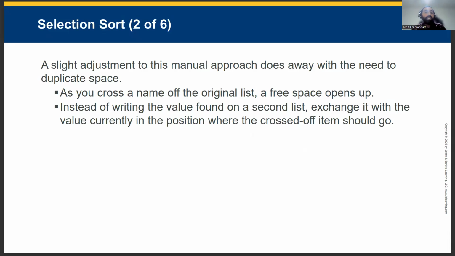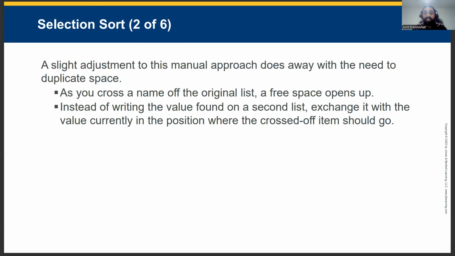Selection sort, the in-place version. Here is a more efficient way to apply selection sort without using a second list. Instead of writing values somewhere else, each time you find the smallest item, you swap it directly with the item in its correct position in the original list. This eliminates the need for extra storage space and reduces overhead.